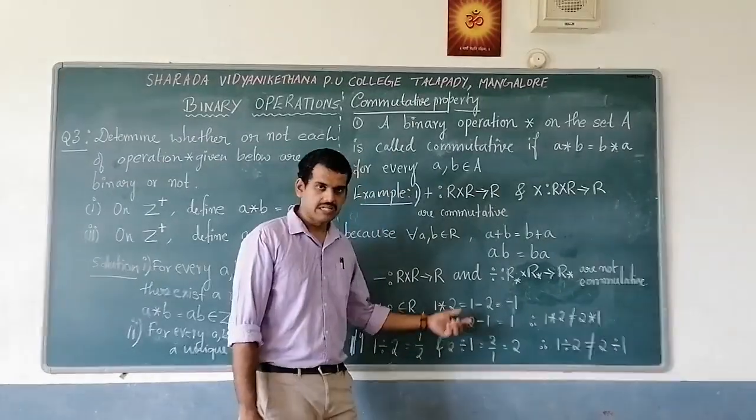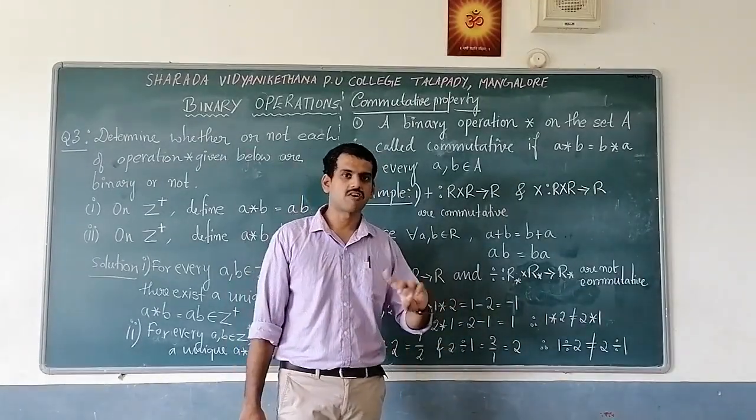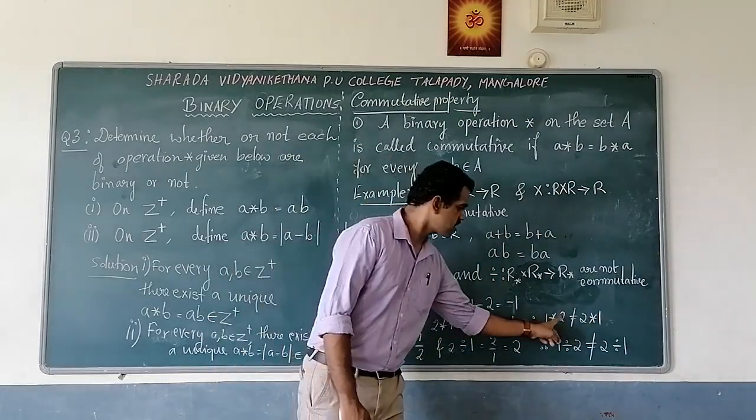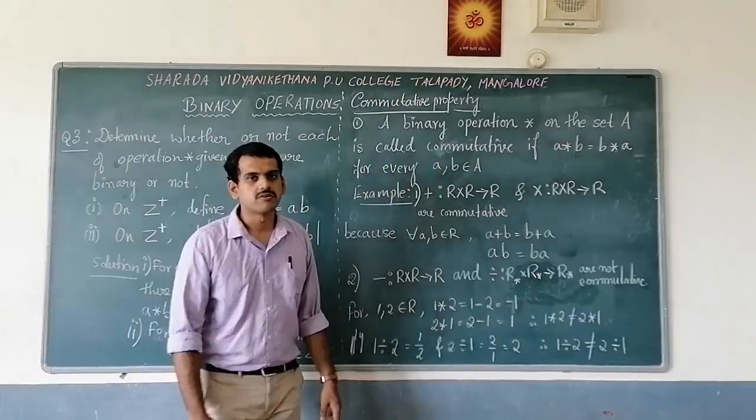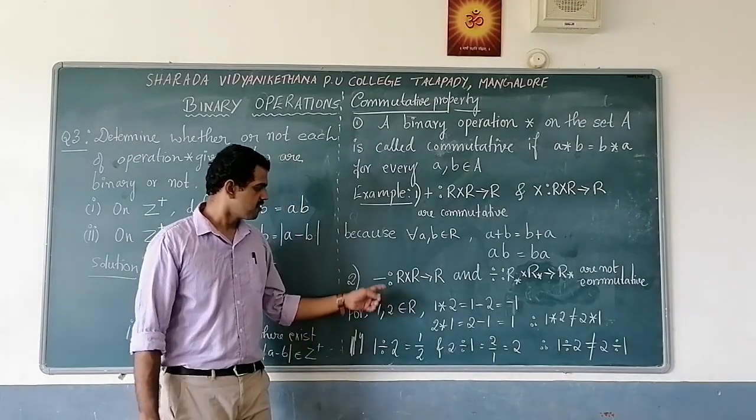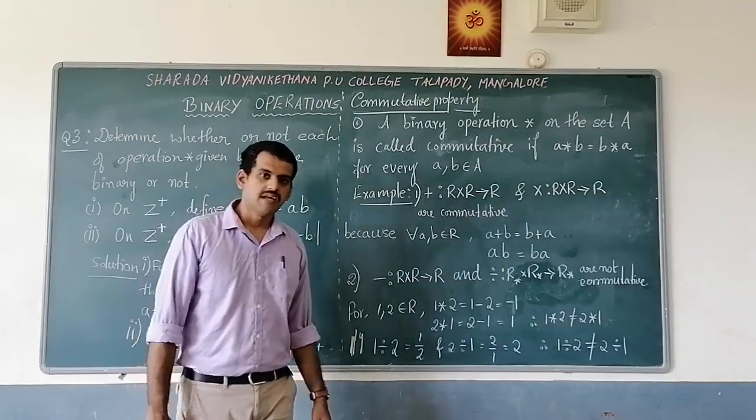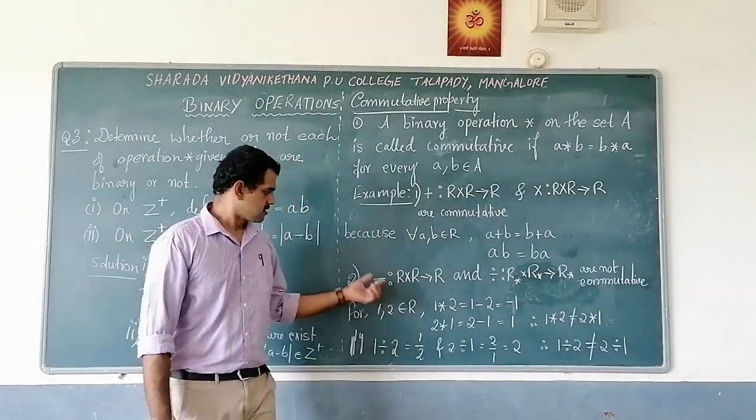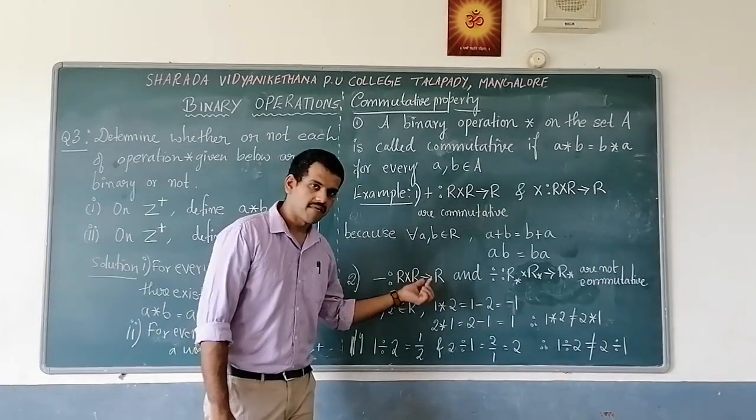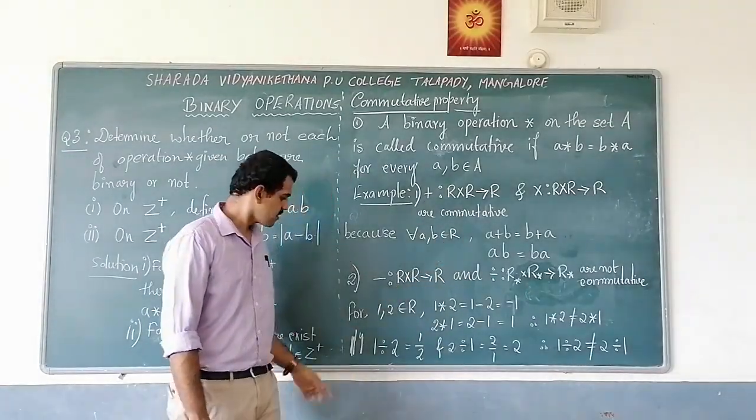So here I got minus 1. Next time I got plus 1. They are not one and the same. So therefore 1 star 2 is not equal to 2 star 1. Therefore subtraction is not commutative. That is, in subtraction, the commutative property does not hold good.